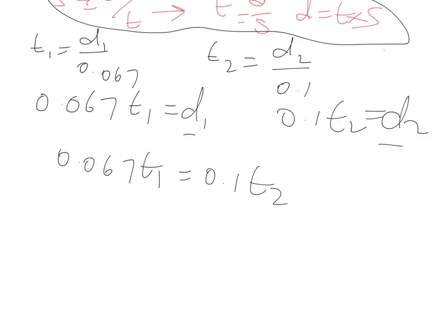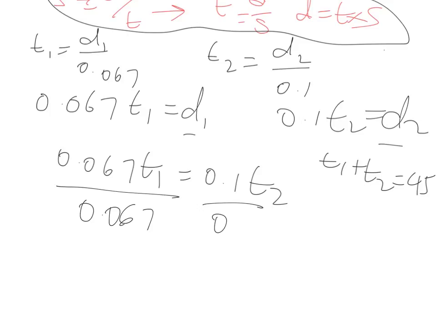Remember, I'm trying to use T1 plus T2 equals 45. So I want to write T1 or T2 in terms of the other one. I am going to divide both sides by 0.067, and we end up with T1 equals 1.5 T2.